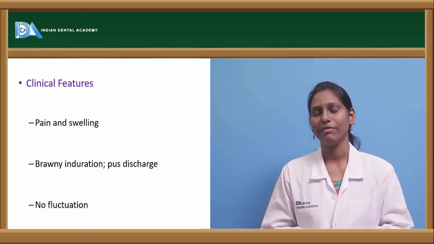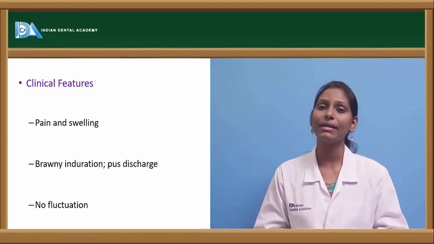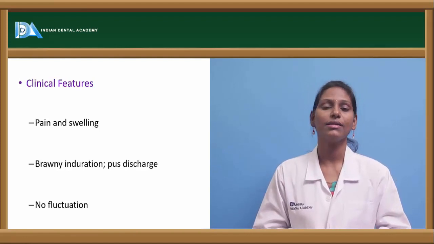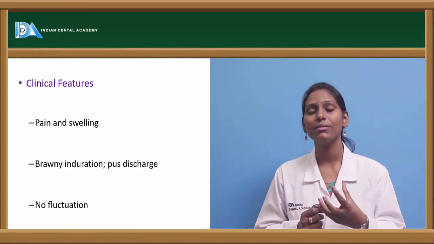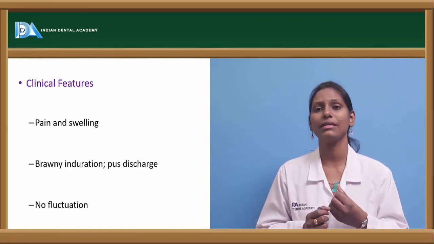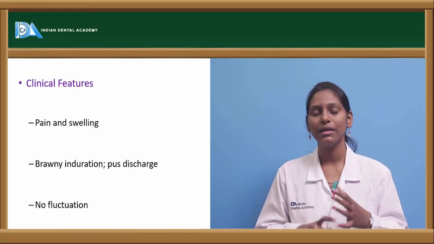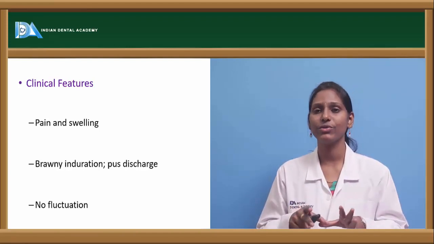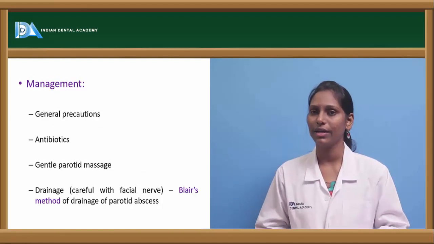Coming to fluctuancy, when we're talking about clinical examination, normally acute parotitis is not fluctuant. It is neither compressible nor reducible. It has a brawny induration, usually firm in consistency and sometimes firm to soft in consistency. Tenderness is present. The swelling is usually diffuse. It is not well defined or well localized.